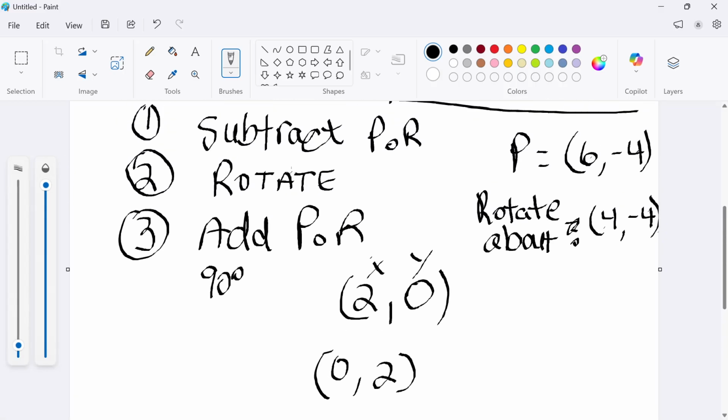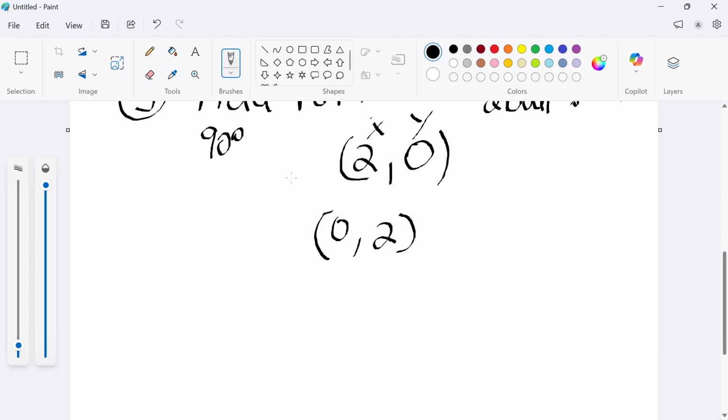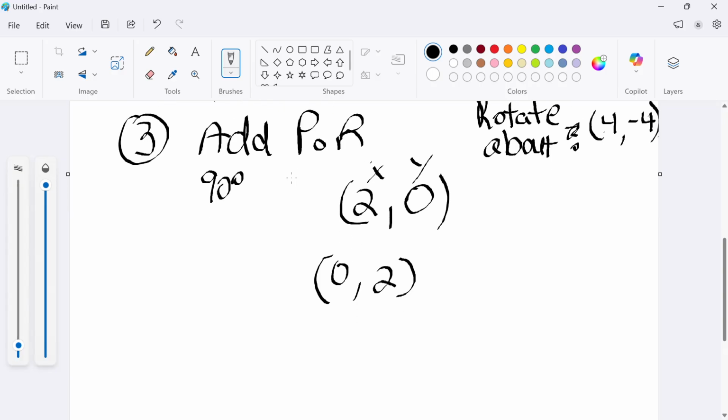And then add the point of rotation back to it. In other words, put it back in the frame of reference that it started with. So I'm going to add (4, negative 4). 0 plus 4 is 4. 2 plus negative 4 is 2 minus 4, which is negative 2. So that's P prime. If this was P, then this is P prime.